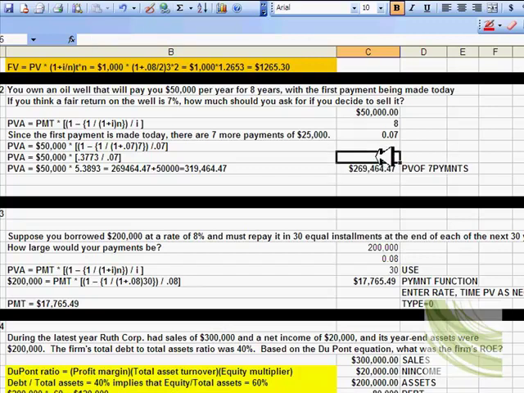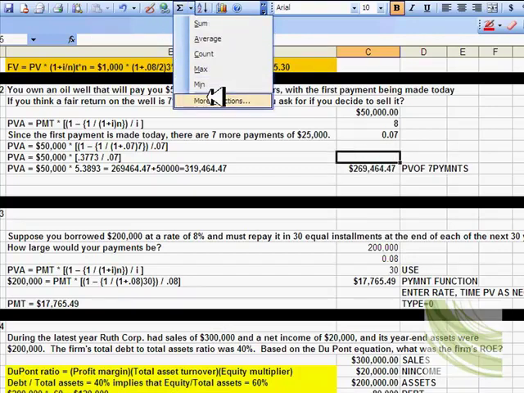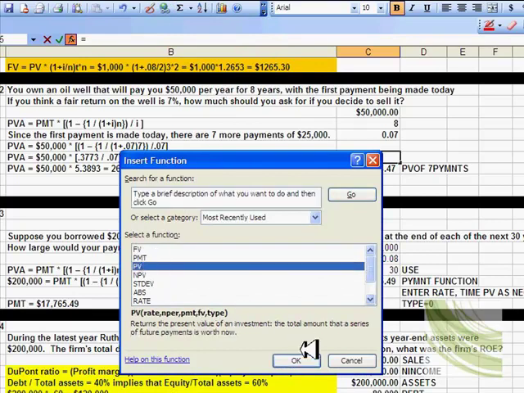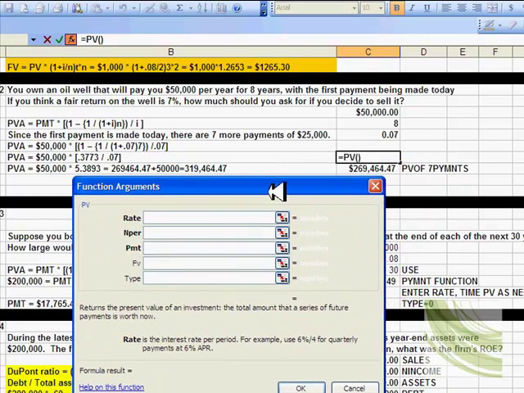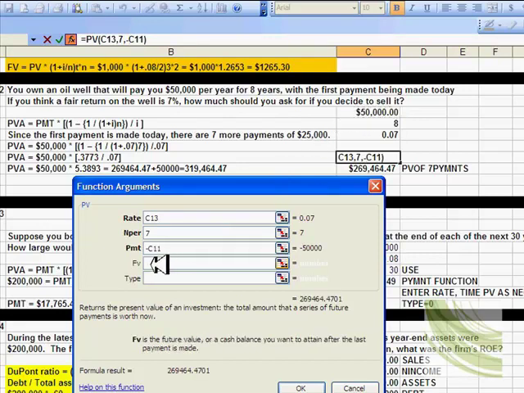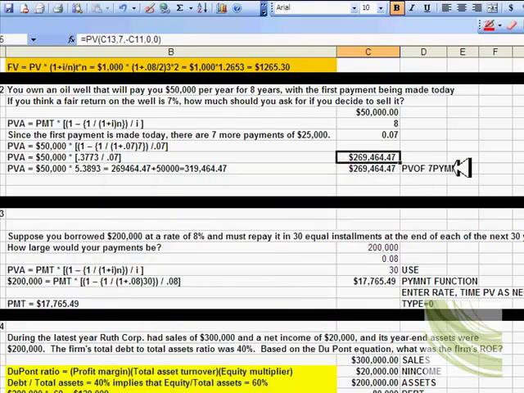Let's do it here on the function wizard just to show you. More functions, click on present value and say OK. So now you have present value right here. The rate is 0.07. Number of periods is 7 because the first payment you're going to receive now. So put the periods as 7, and the payment is, put it as a negative 50,000. Future value is 0. Type is 0, and that will give you the present value of all these 7 payments.